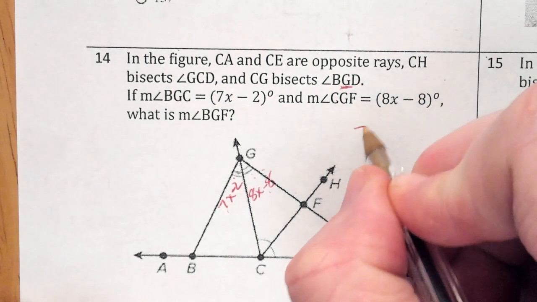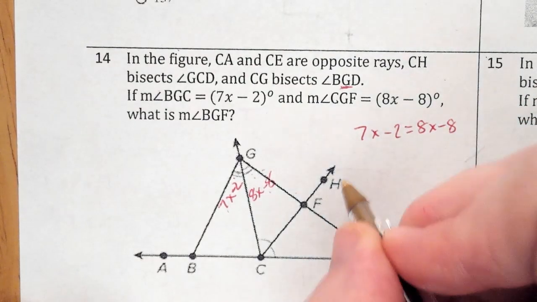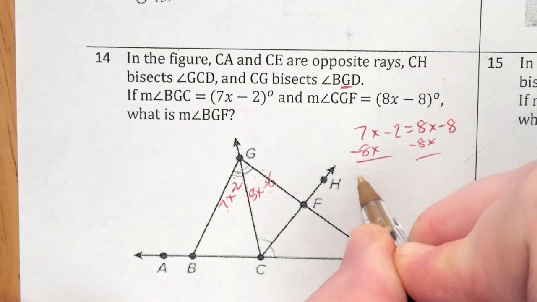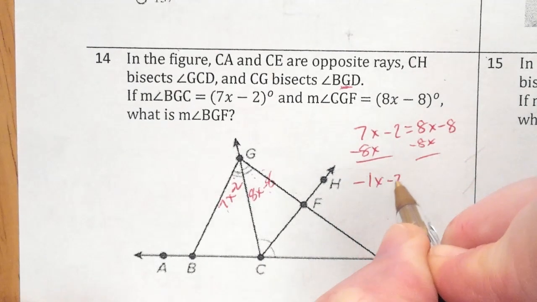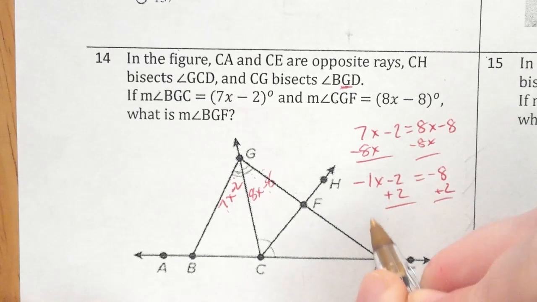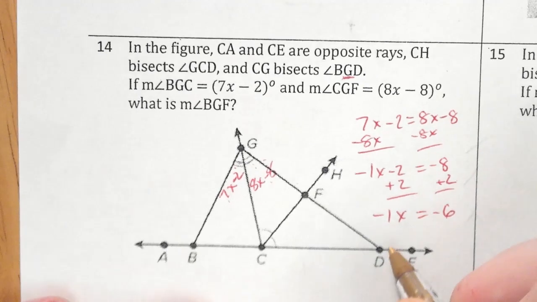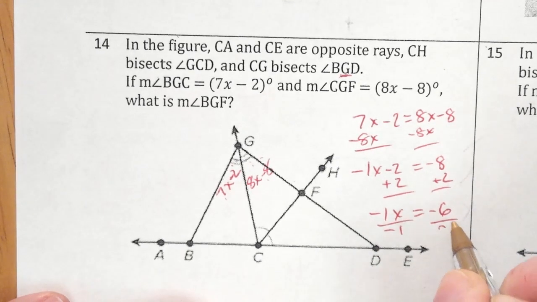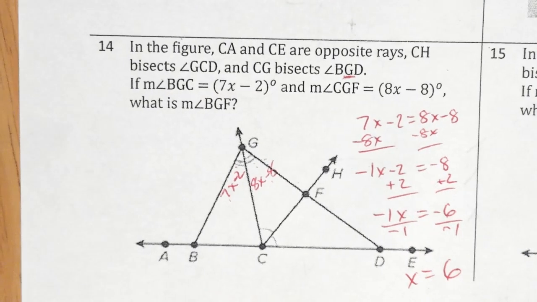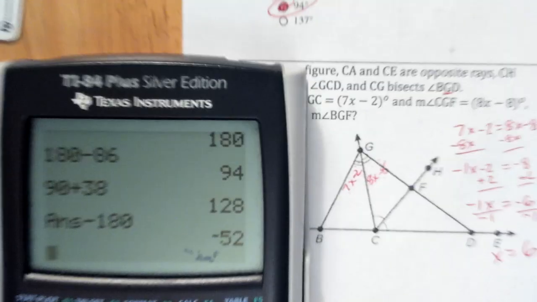So let's do it. So 7x minus 2 is equal to 8x minus 8. Set them equal, solve. So subtract 8x from both sides. We're left with negative 1x minus 2 is equal to negative 8. I add 2. I have negative 1x is equal to negative 6. Divide by that negative 1, and I'm left with x equals a positive 6. We're going to take that, and we're going to plug it back into the calculator. Zoom out a little bit.